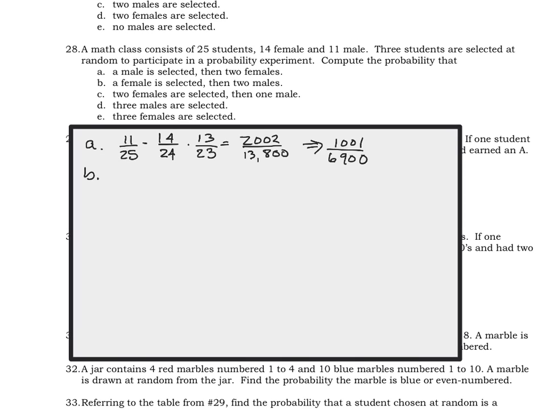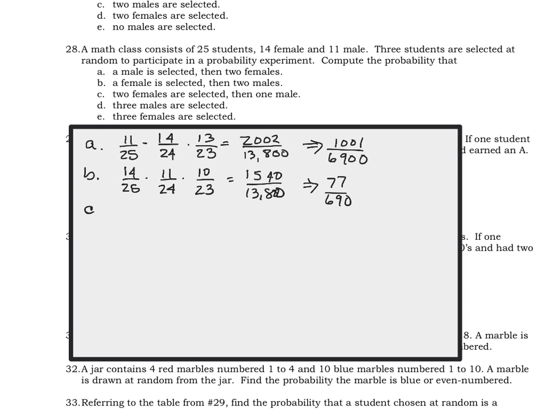B, a female is selected and then 2 males. So there were 14 females out of 25. And then for the 2 males, we have 11 out of 24. And then 1 male was taken and another additional person was taken, so that's going to be 10 out of 23. Multiplying across, I get 1,540 over 13,800. And that will reduce to 77 over 690.